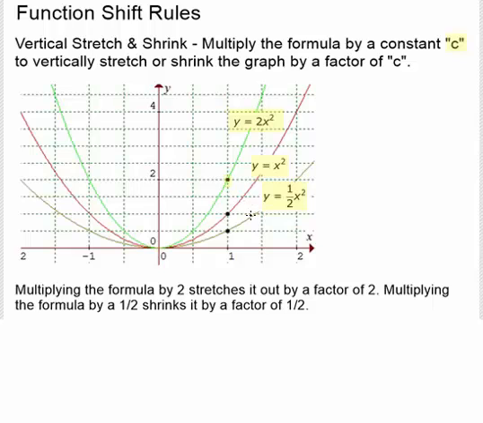When we multiply the function by the constant 1/2, as in y equal 1/2 x squared, instead of the point (1, 1), we get the point (1, 1/2). So when we multiply by a number greater than 1, we vertically stretch the function graph, and that's what happened in y equal 2x squared. When we multiply the formula by a number less than 1, we vertically shrink the function graph, and that's what happened with y equal 1/2 x squared.